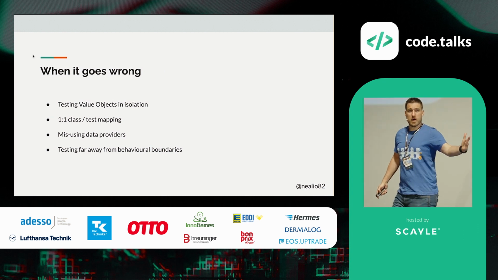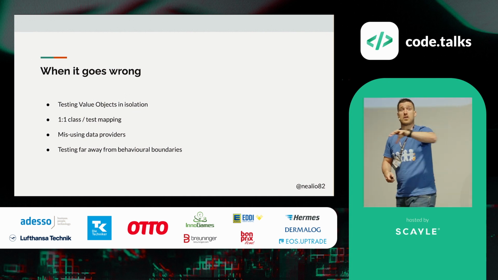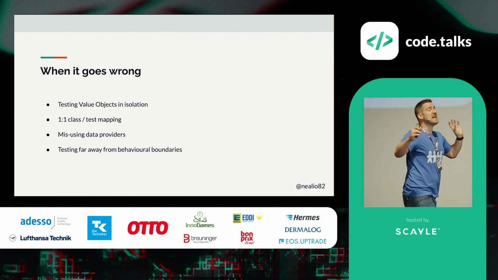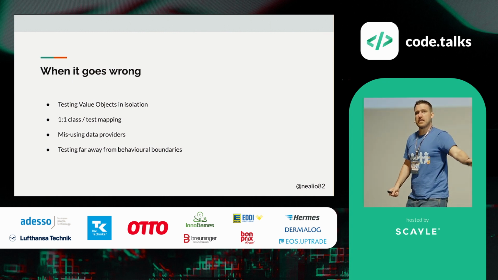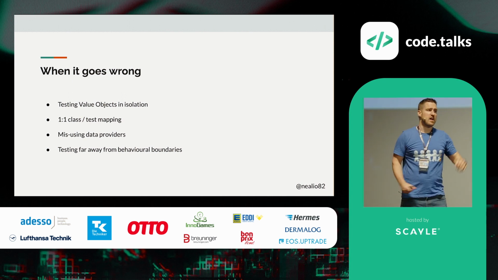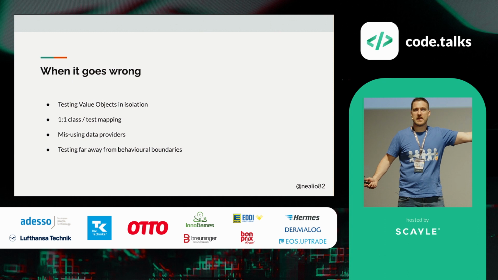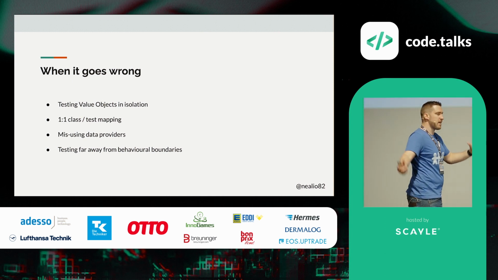So testing value objects in isolation, it's kind of a smell that you're getting things wrong, and it usually ends up in a one-to-one test to production code mapping as well, because you think, oh, there's a class, it has to have its own test. It doesn't. Test things that make sense to be tested together. If you've got a command class, don't test that on its own. Test it with the handler. A command is irrelevant without a handler, and a handler is useless without a command class. So test the things together.